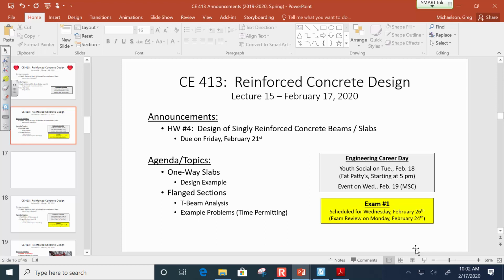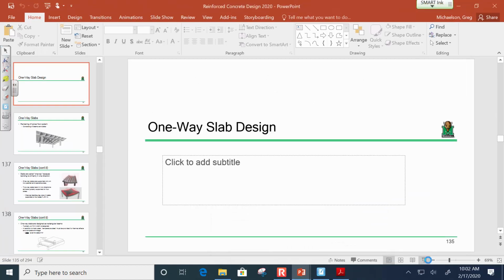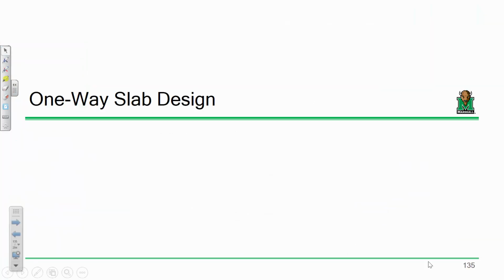Okay, sound good? All right, so with that, let's just sort of jump into slab design. We talked about this a little last time, so I want to make sure that everybody just sort of got their game face on, if you will, about what we're after.